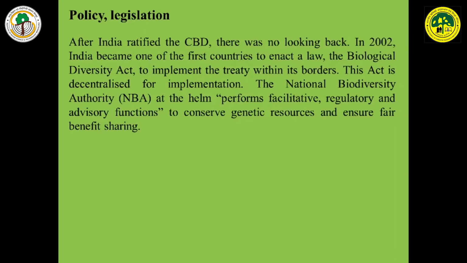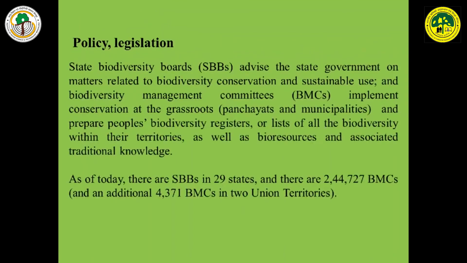The nodal biodiversity authority is at the helm to perform, facilitate, regulate, and advisory functions to conserve genetic resources and ensure fair benefit sharing. As of today, there are SBBs in 29 states, and there are 244,727 BMCs and an additional 4,371 BMCs in 2 union territories.